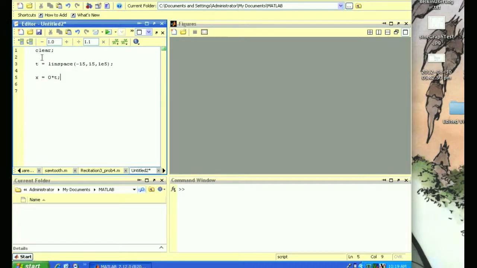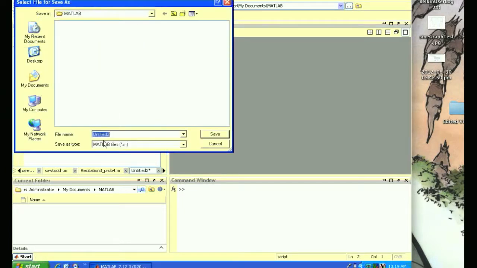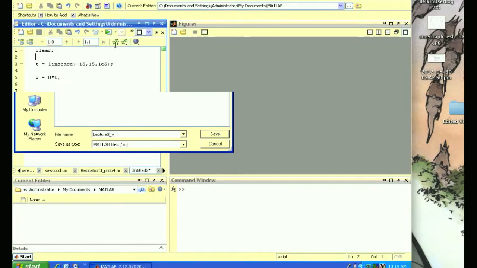So let's run that. First of all, let's look over here in my workspace. What is t? t is a matrix with one row, 100,000 columns, and each element is a double. Look at that, as advertised. Now look at my cheapo way of initializing x. What did I do there? What I wanted was an array x that had the same dimensions as t that was all zeros.